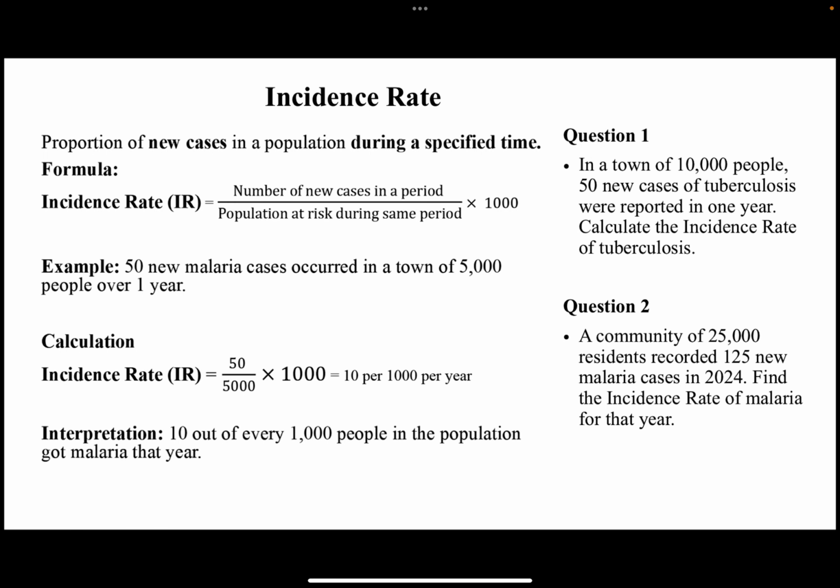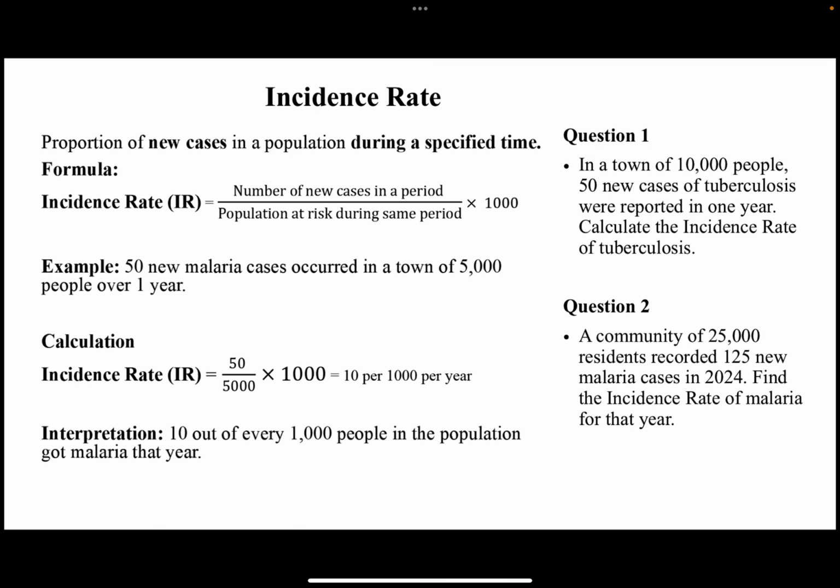You get 10. What that means is that you expressed your answer per 1,000. You always write your answer as 10 per 1,000 per year. Assuming you had 20, it would be 20 per 1,000 per year. And what that means is that 10 out of every 1,000 people in the population got malaria that year. So if you take every 1,000 people in the population, 10 of them got malaria that year.